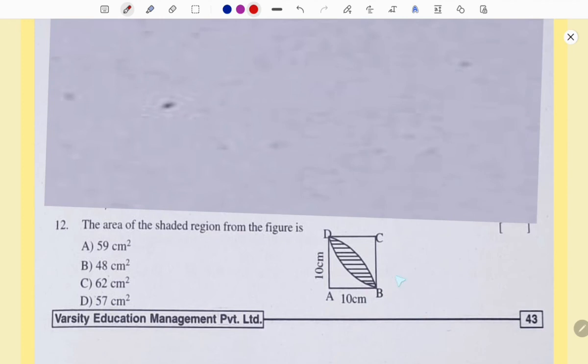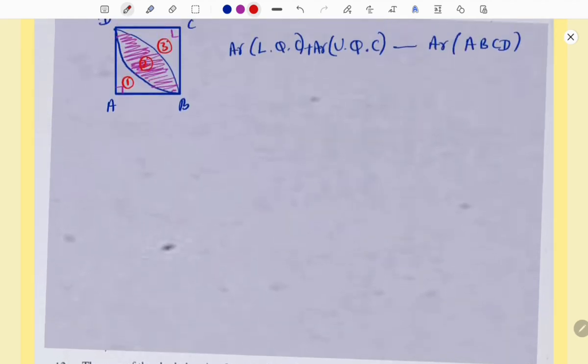In the same way, look at this diagram. Here we want the area of this shaded part. How can we find it? This ABCD is a square, that's why here it is a right angle. So this is the lower quadrant, this is the upper quadrant. Here 10 centimeters is taken as the radius of the lower quadrant circle and the upper quadrant circle. So by using this formula: area of the lower quadrant circle, 1 by 4 pi r square, plus area of the upper quadrant circle, also 1 by 4 pi r square, minus the area of the square ABCD.